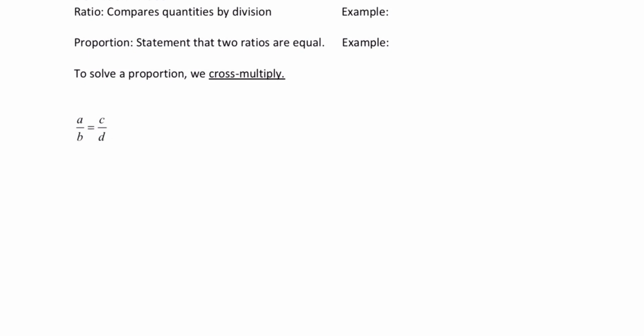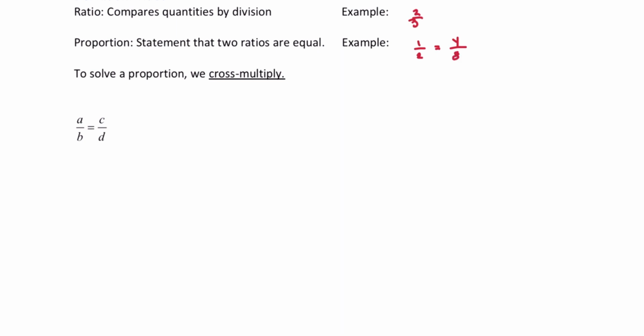In this video, we'll look at solving equations involving proportions. First, a few definitions. A ratio compares two quantities by division. For example, 2/3. A proportion is a statement that two ratios are equal. For example, 1/2 equals 4/8.